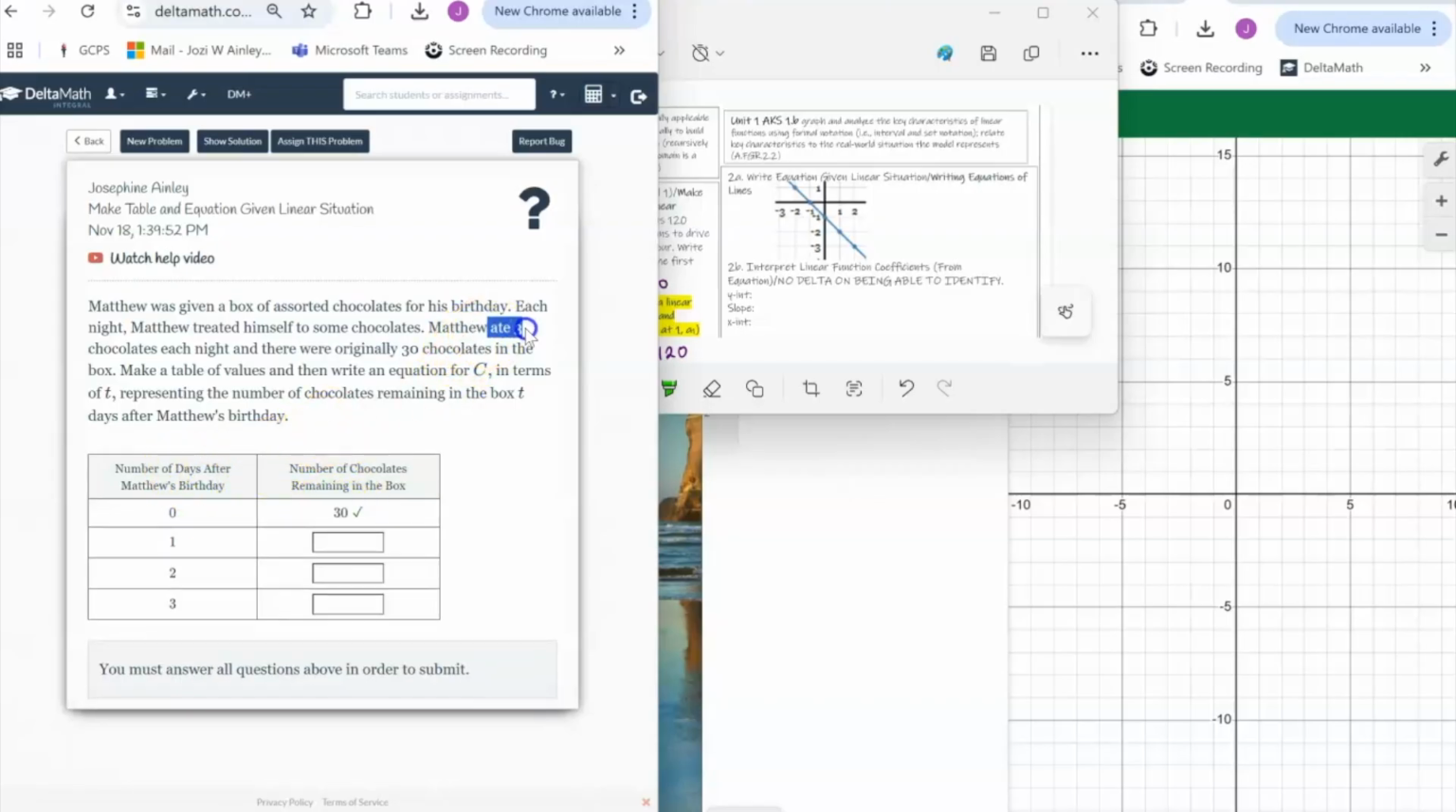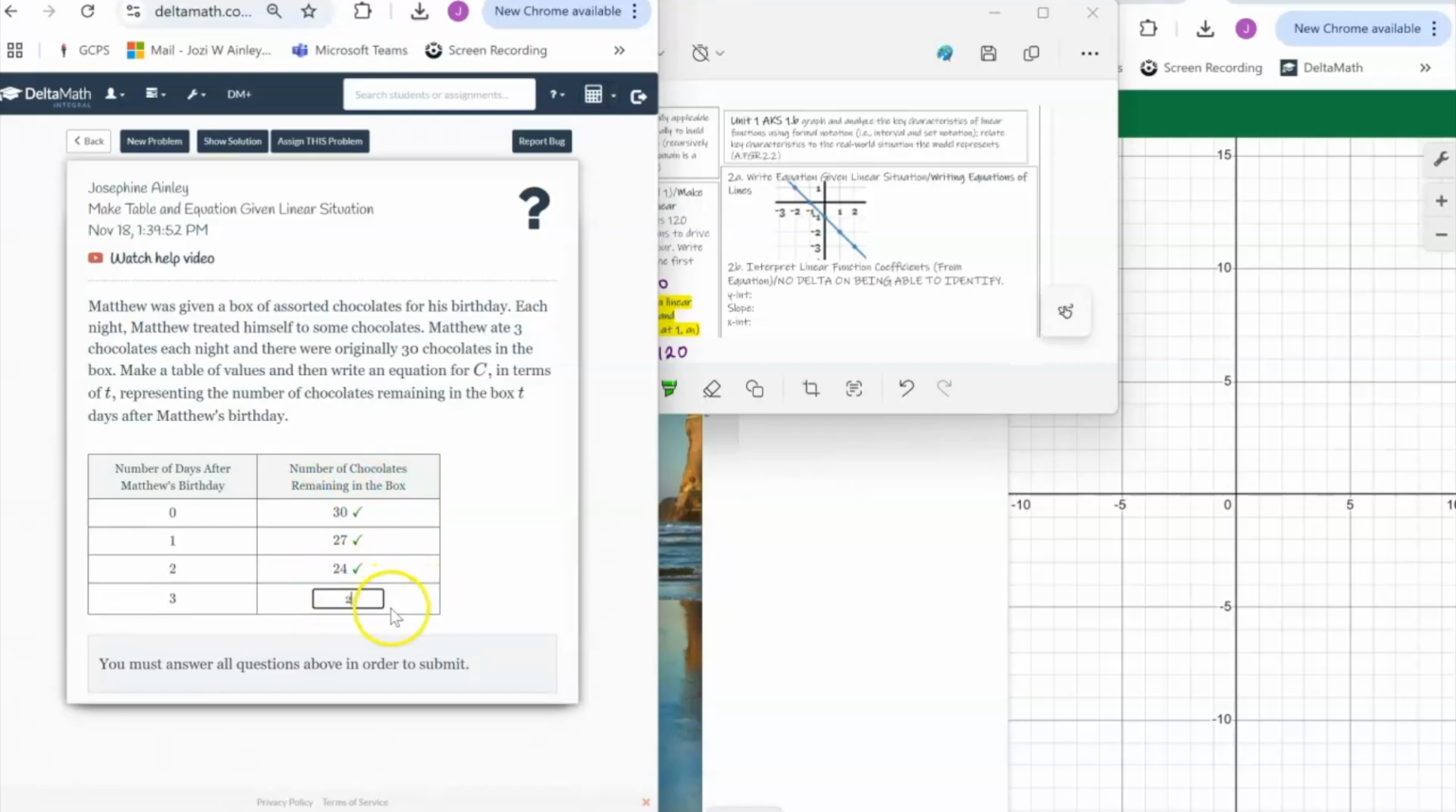Every day he's eating what? 3 chocolates. So what's happening to his total? It's going down by 3. So after 1 day it is at 27. And this is going to check you every single time. Next day he eats 3 again. So it's going to be 24. Next day he eats 3 again. So it's going to be 21.